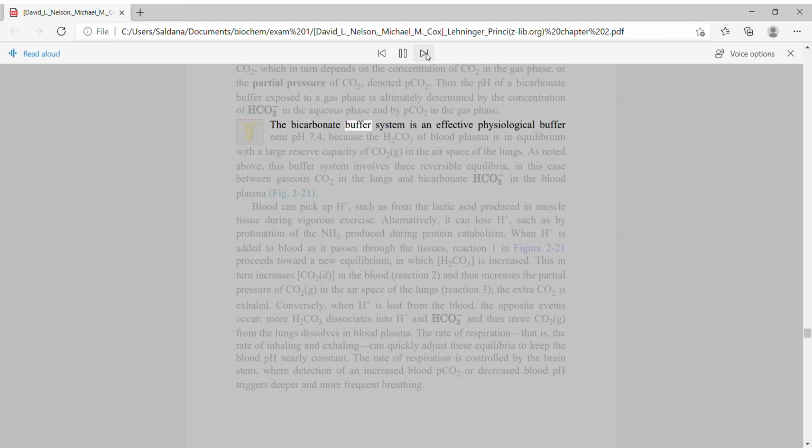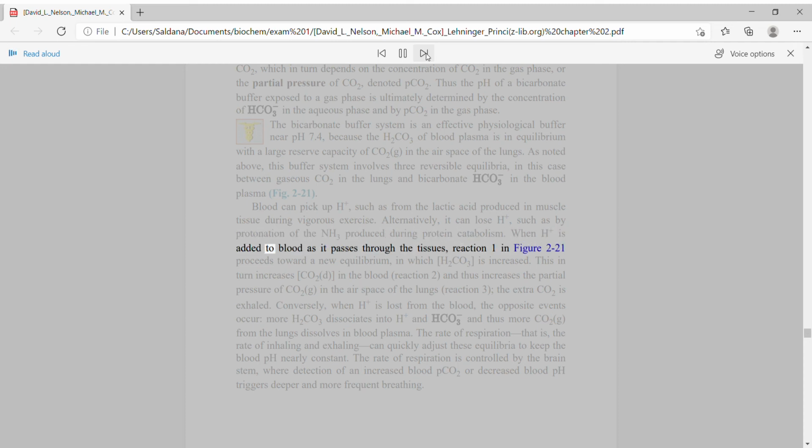The bicarbonate buffer system is an effective physiological buffer near pH 7.4, because the H2CO3 of blood plasma is in equilibrium with a large reserve capacity of CO2(g) in the air space of the lungs. As noted above, this buffer system involves three reversible equilibria, in this case between gaseous CO2 in the lungs and bicarbonate in the blood plasma, Fig. 2-21. Blood can pick up H+, such as from the lactic acid produced in muscle tissue during vigorous exercise. Alternatively, it can lose H+, such as by protonation of the NH3 produced during protein catabolism.